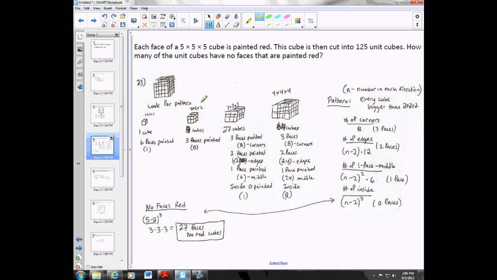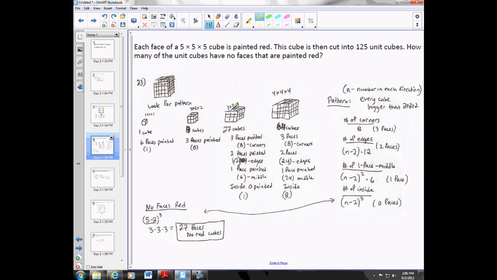What I recommend doing is, rather than focus on the big cube, start with a little cube and work your way up. We've got to look for a pattern. If it was just one cube, obviously it would be one unit cube, and all of the faces would be painted. Now if we had a 2 by 2 by 2, there would be 8 cubes, since 2 times 2 times 2 is 8. All of them are corner pieces, so each cube would have 3 faces painted. See, 1, 2, 3, 1, 2, 3. They'd all have 3 faces painted.